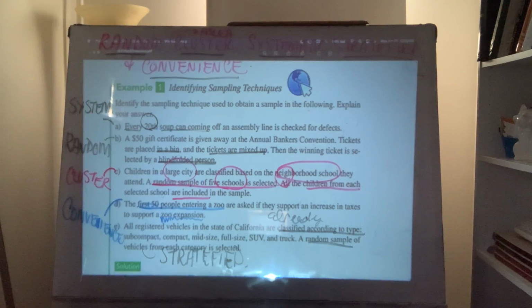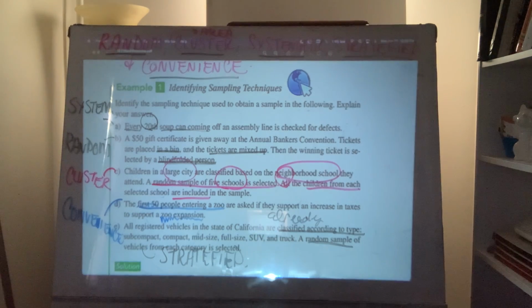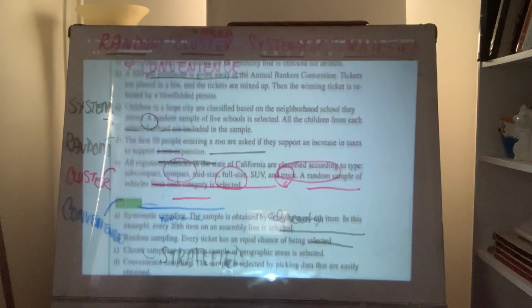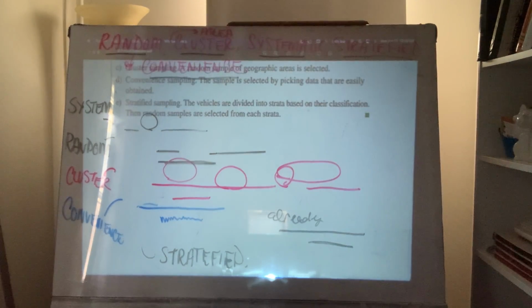So for each of these, you should have systematic, random, cluster, convenience, and stratified, an example of each. All right, and we can verify now. Let's see. Yes. Systematic, random, cluster, convenience, and stratified. All right. To verify. Okay.